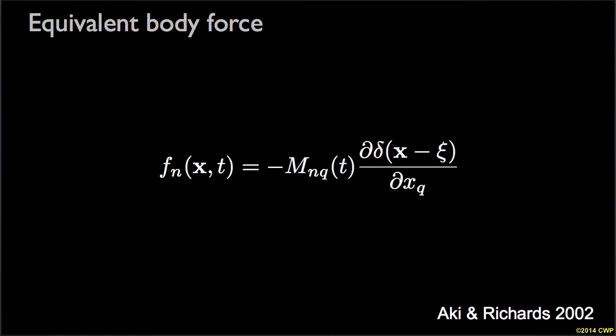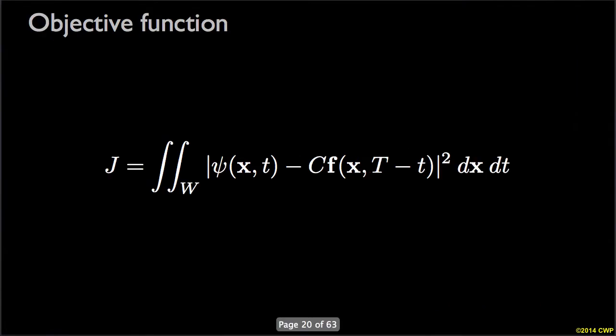Aki and Richards define this equivalent body force with the equation shown here, where m is the moment tensor and delta is a Dirac delta function. Going back to our objective function, you might be wondering that psi is a displacement field and f is a force and the units don't match.